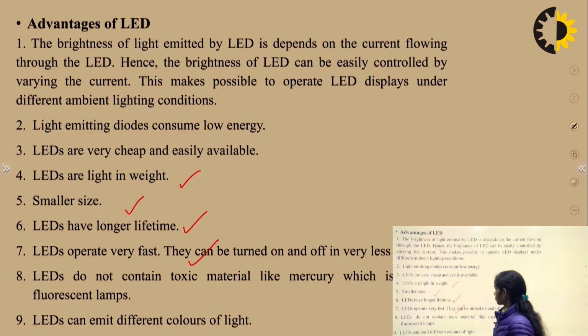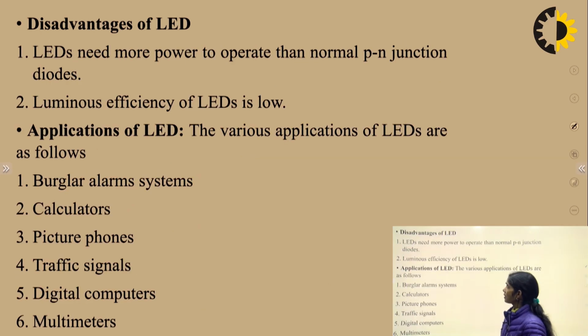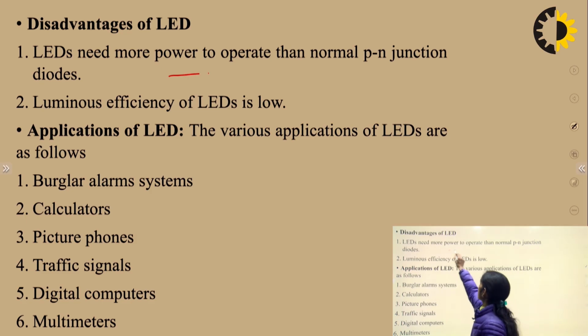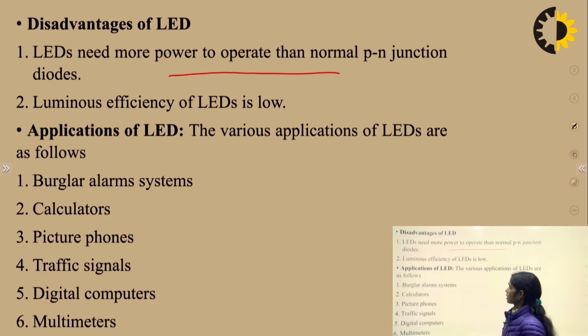Earlier devices would not give the fast response. LEDs do not contain toxic material, so they are not as dangerous as fluorescent lamps. LEDs can emit different colors of light. It has a disadvantage that LEDs need more power to operate than a normal PN junction diode.